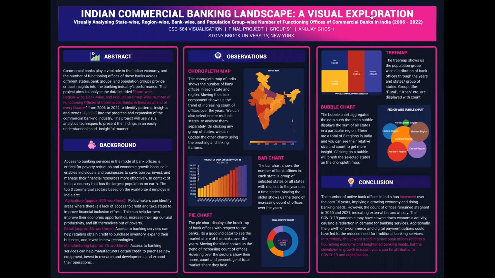We can see here that the topic I have chosen for my final project is the Indian commercial banking landscape, where I am visually analyzing the number of functioning offices of commercial banks in India. I'm doing that using parameters of state, region, bank names, and population groups in different regions of India, for the time period of 2006 to 2022. The data was recorded at the end of each quarter in a year.